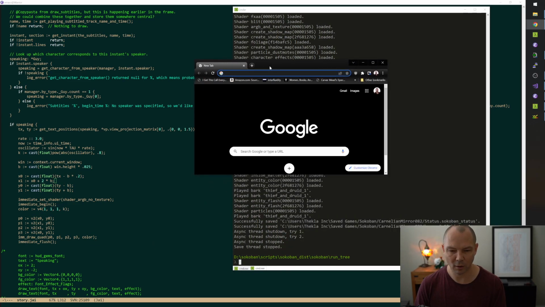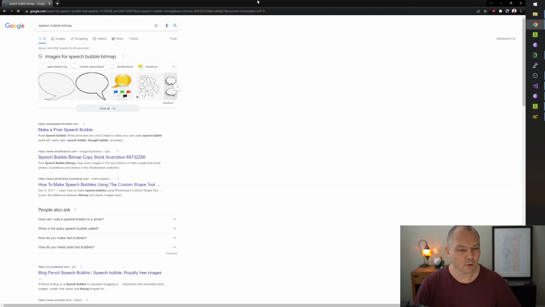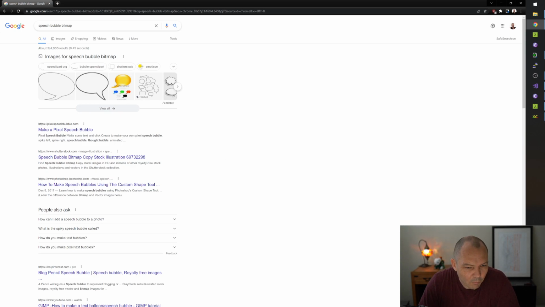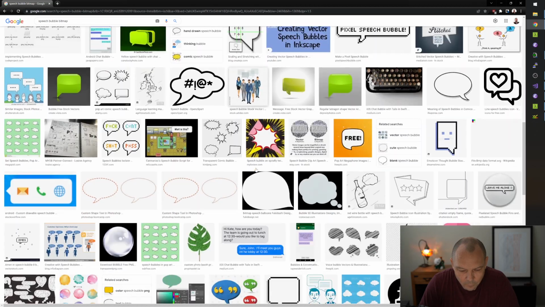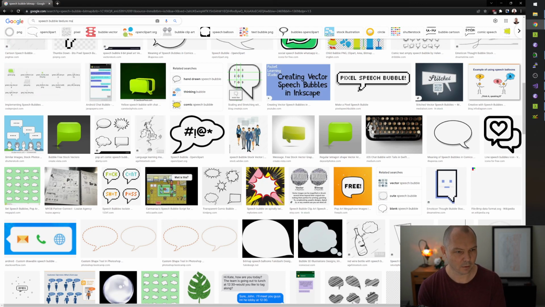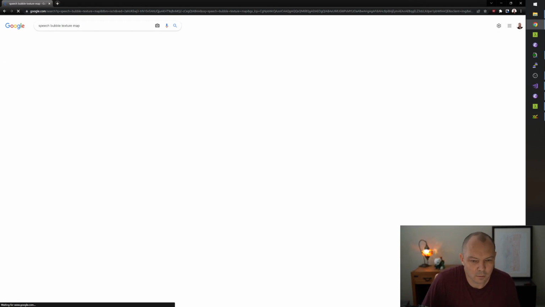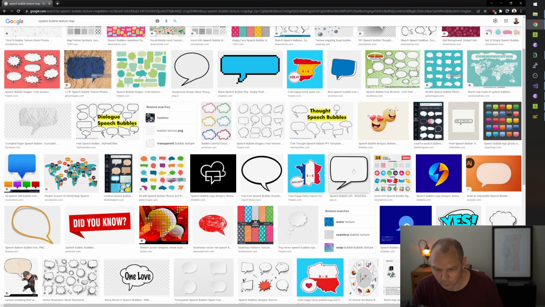So let's see, is there any public domain speech bubble bitmap? I want something that is kind of straightforward. How about texture map? Okay, this is apparently a really difficult search. Okay, this is maybe totally fine.